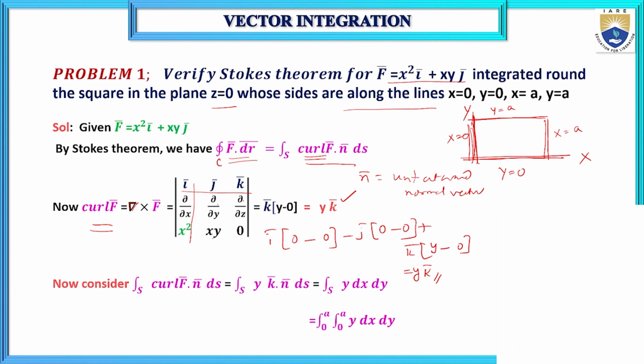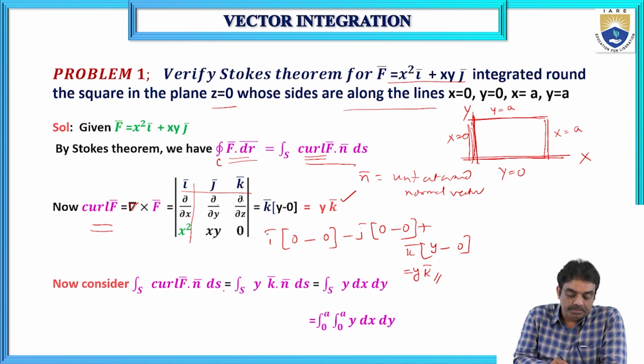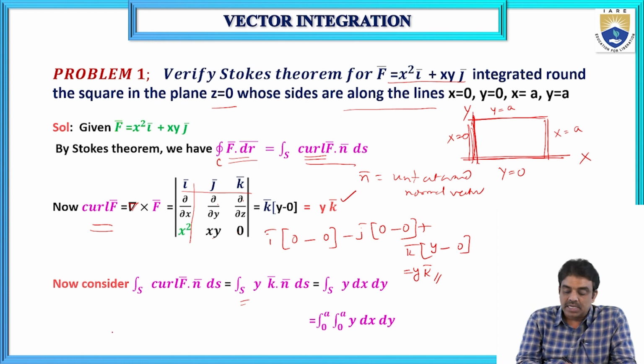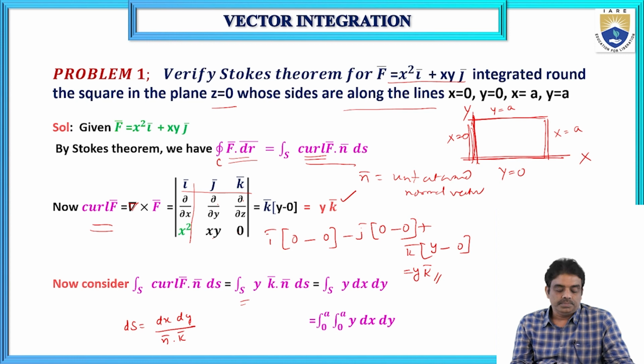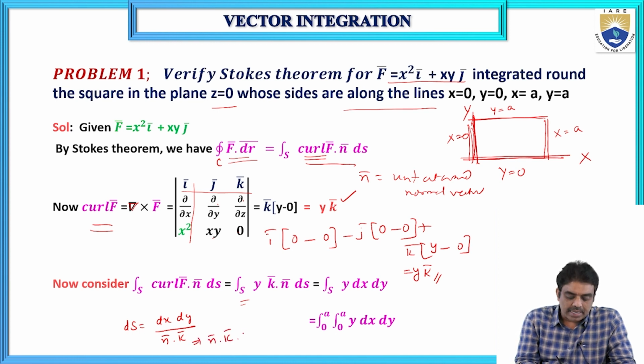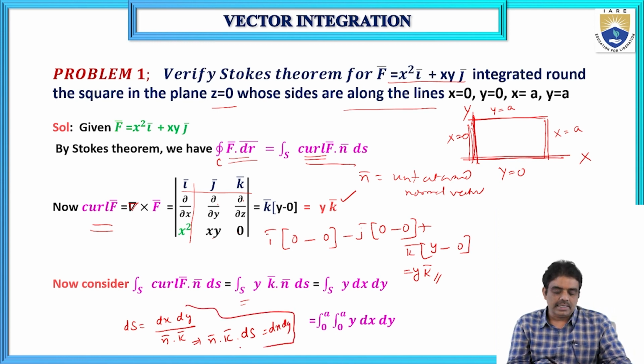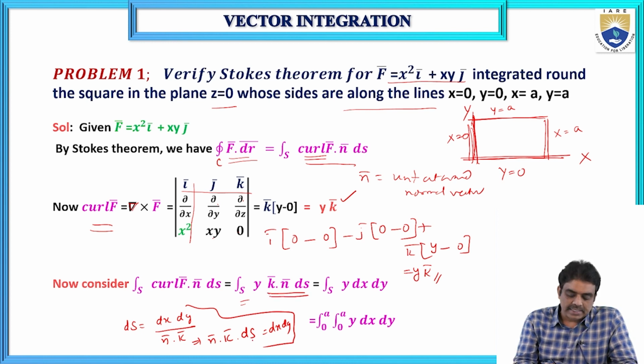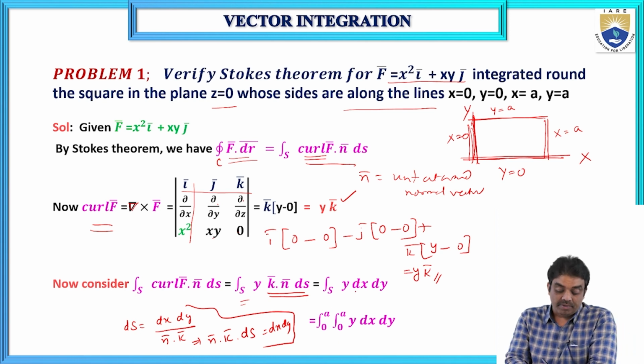Now consider curl f bar dot n bar ds. That is the integral over S of curl f bar, which we have already calculated as y k bar, dot n bar ds. But we know that if you consider the projection of the given region on the xy plane, then ds is equal to dx dy by the magnitude of n bar dot k bar. From this I can write n bar dot k bar ds is equal to dx dy. This is a small formula, so here n bar dot k bar into ds can be replaced by dx dy, with y as it is. So the integral of y dx dy.